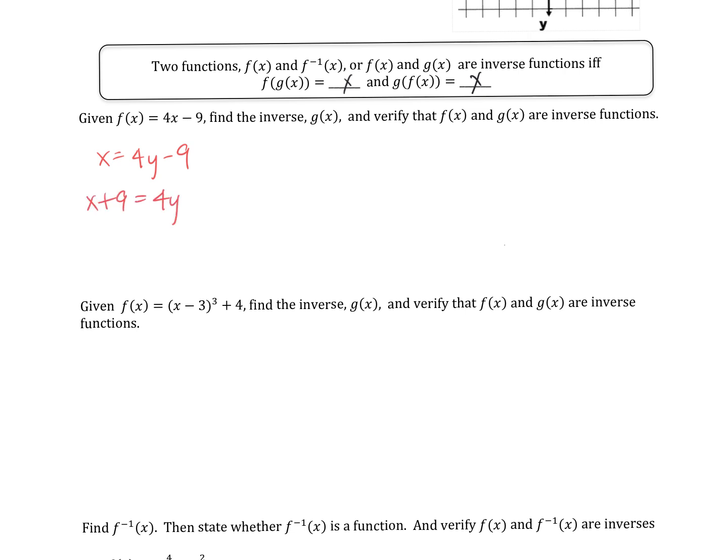Then what are we going to do? Divide by 4. And you guys, you could write x over 4 plus 9 over 4, or you could write it as x plus 9 over 4. I don't care. Which one do you think that you would typically do? Would you typically leave it like this? It doesn't matter. Or would you do x over 4 and 9 over 4?